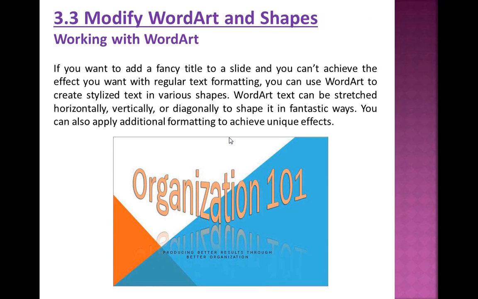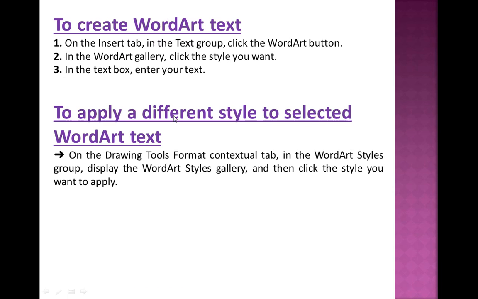Next is how to modify the word art and shapes. This is the third topic of the third chapter, means how to insert the word art and the shapes. Working with word art: if you want to add a fancy or attractive title to a slide and you cannot achieve the effect that you want with regular text formatting, you can use word art to create stylized text in various shapes. Means you can simply use the text in an effective, attractive manner, either horizontally or vertically, by using the word art and the shapes option.